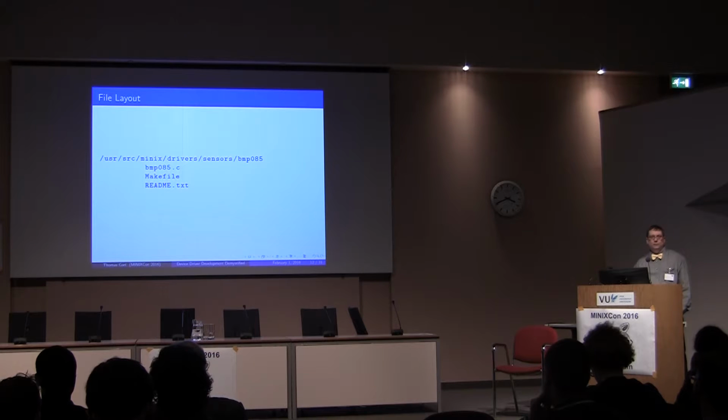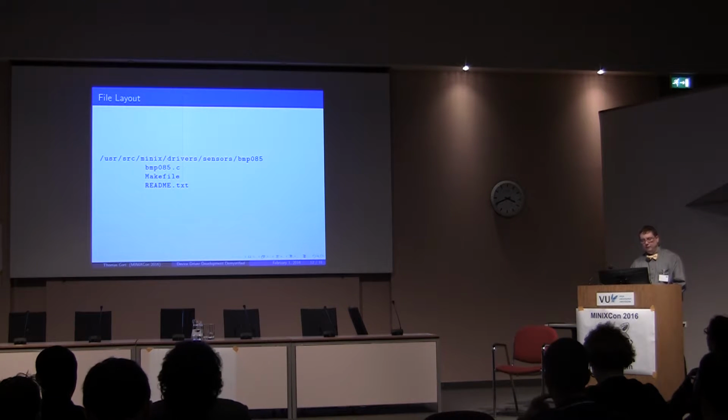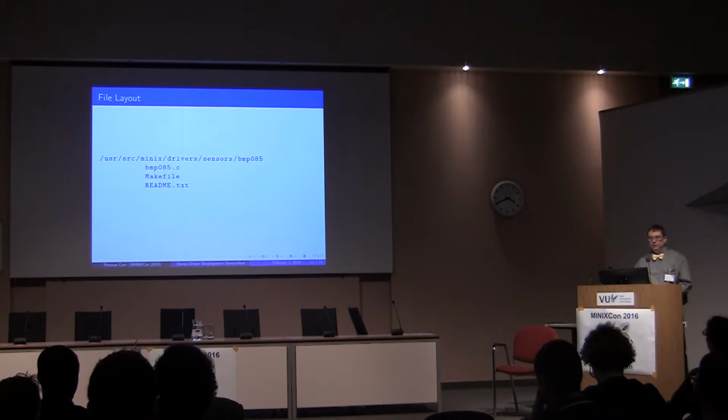So the first thing you need to do is find a place to actually put the source code for your driver. Under usr/src/minix, there's a drivers directory. Under there, there's different categories of drivers. You pick the most appropriate one. This one's a sensor, so it goes under sensors. It's a pretty simple driver, so there's only one C file and makefile.